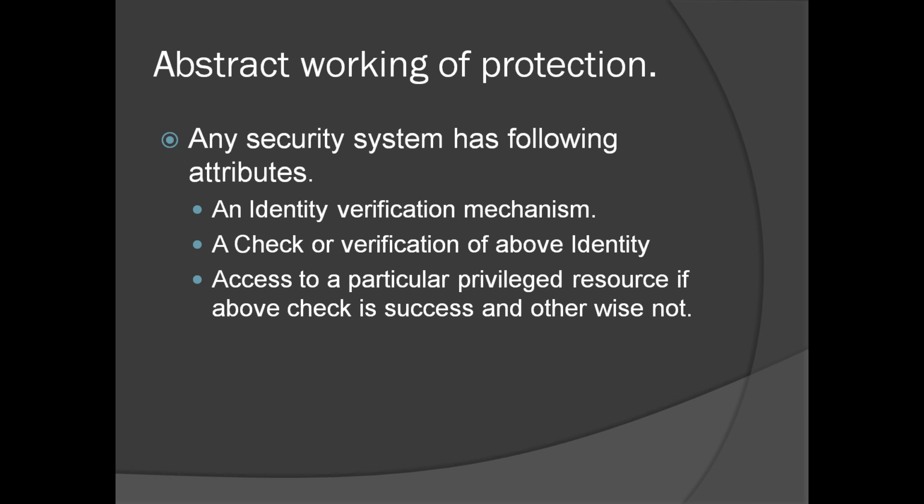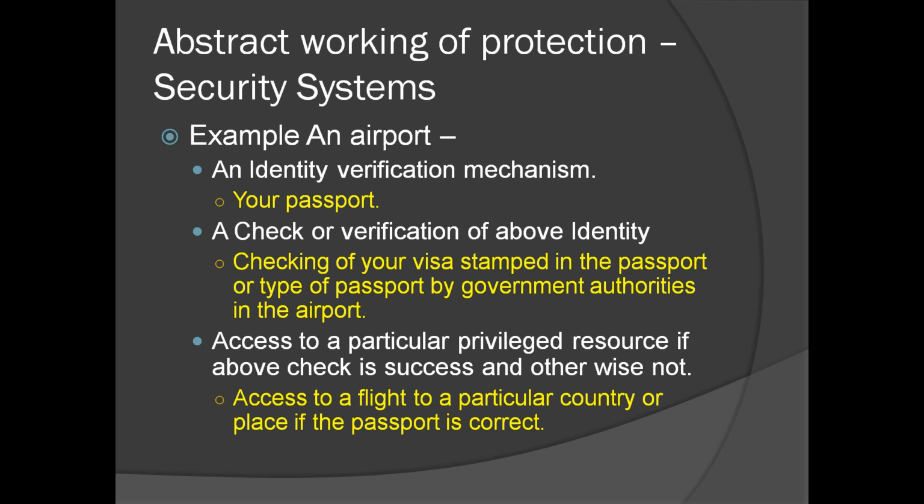So following is the abstract working of protection. Any security system has the following attributes: an identity verification mechanism, a check or verification of the above mentioned identity, access to a particular privileged resource if the above check is a success, and otherwise no access. So let's see some examples. Let's consider an airport. The identity verification mechanism in an airport is your passport, basically, in most countries. A check or verification of the above identity is the checking of your visa stamp in the passport, or the type of the passport, by the government authorities in the airport.